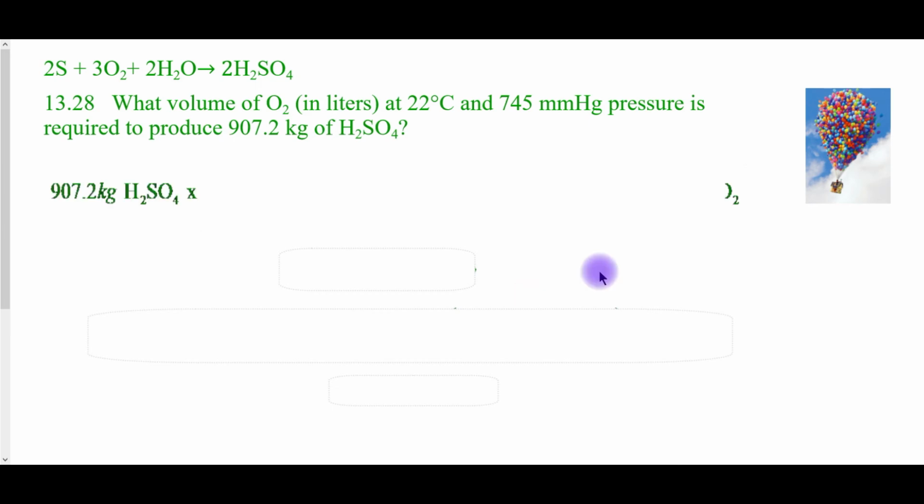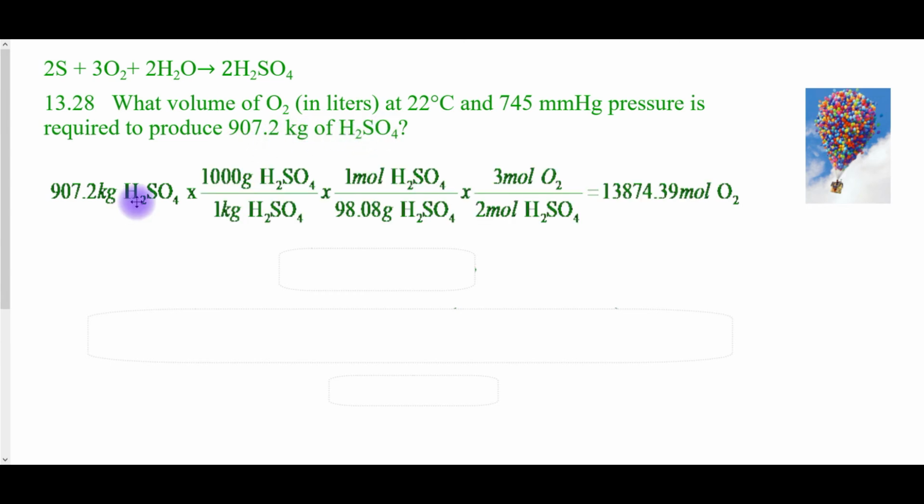This time I start with the stoichiometry because I know I have kilograms of sulfuric acid. Changing the kilograms into grams, changing the grams into moles, using the mole ratio allows us to calculate the moles of oxygen. Although we have moles of oxygen, we cannot use the 22.4 liters per 1 mole conversion factor because it is not at STP.